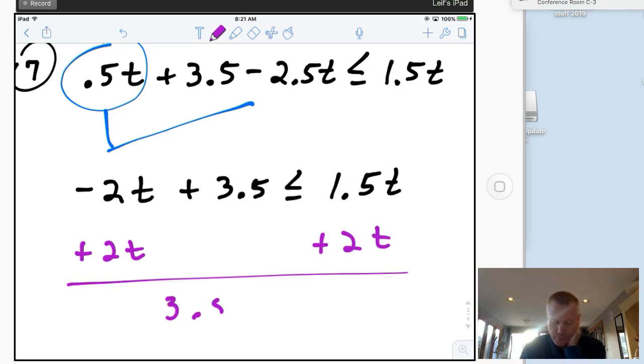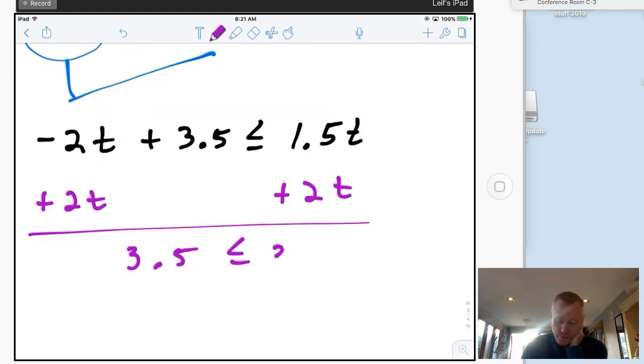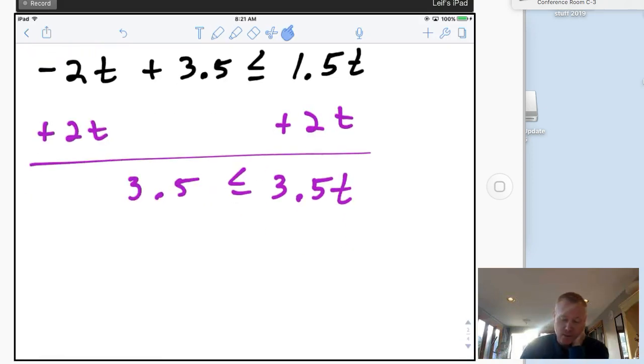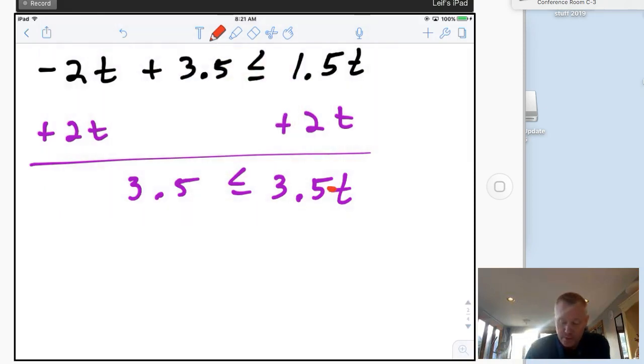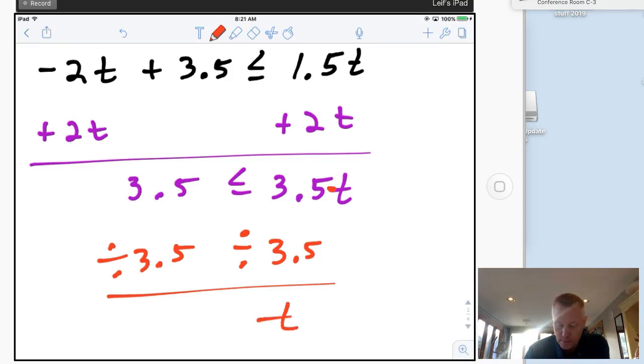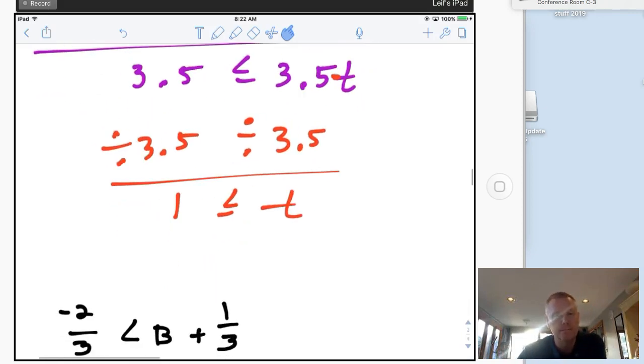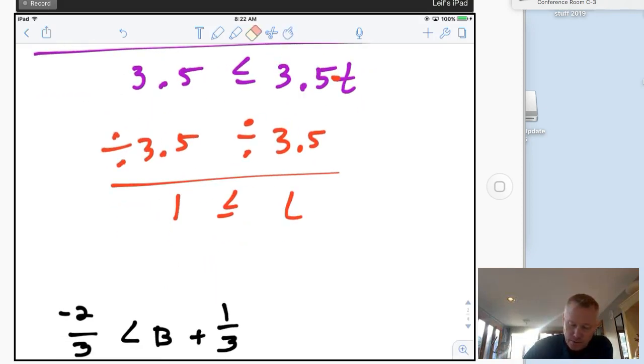So I got 3.5 is less than or equal to 1.5t plus 2t is 3.5t. Okay, and next I want to get my t alone. Remember that the 3.5 and the t are connected by multiplication. The opposite of multiplying by 3.5 is dividing by 3.5. So I get t is less than or equal to 1. That worked out nicely. All right, and that's the answer. If you got questions, please bring them to class.